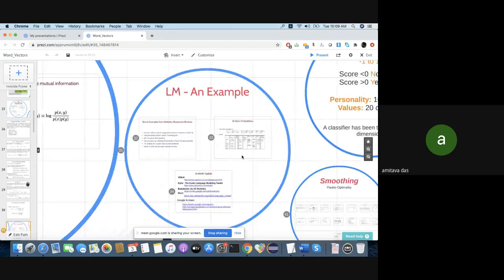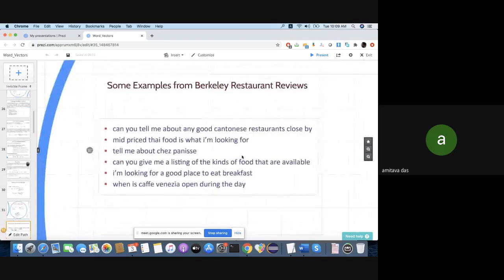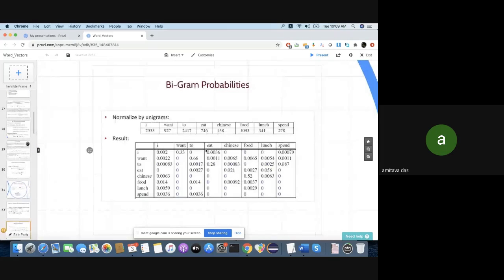Now, let us try to understand how it will work in real life. For example, you have this tiny corpus of Berkeley restaurant reviews, which has only 6 sentences, and we are trying to formulate the language modeling out of this. So how will it look? We are creating a co-occurrence matrix. This is what language modeling typically looks like. The co-occurrence matrix says how many times word 2 occurs after word 1, divided by how many times word 1 occurs in the total corpus. You are just dividing it, so you are getting some kind of probability.